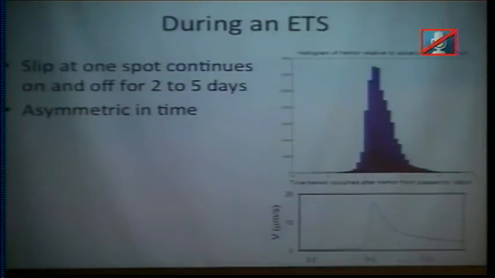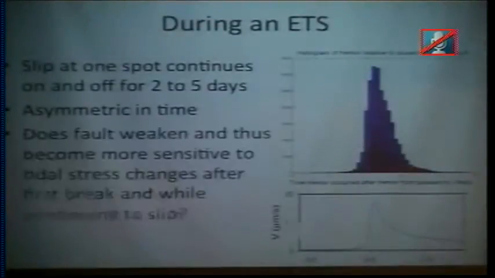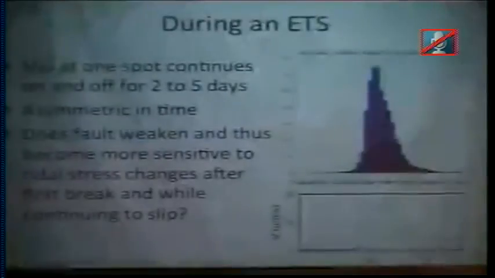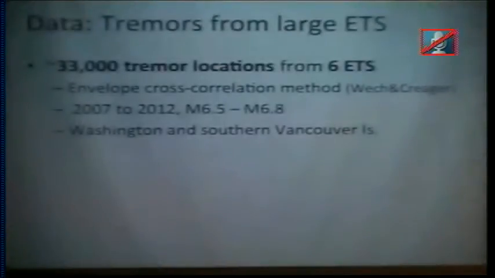And that is reminiscent of a slip pulse, but it needs to be flipped here. This is from a paper by Alan Rubin. So this asymmetric shape is rather reminiscent of a slip pulse. And so this led me to ask the question: does the fault weaken during this period of time and become more sensitive to tidal stresses?